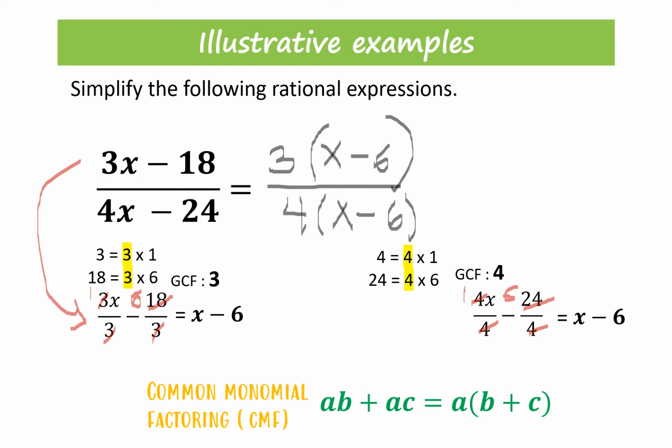Done na tayo mag-factor. Now, let's move on with the second step, which is to divide out or to cancel the common factor. So, obviously, ang magkapareha sa numerator and denominator is the x minus 6. So, x minus 6 divided by x minus 6, the answer is 1. So, ano na ang natira? Ano na ang final answer natin? That will be 3 over 4. That's it. Why 3? 3 times 1 and then 4 times 1. So, that will be our final answer.